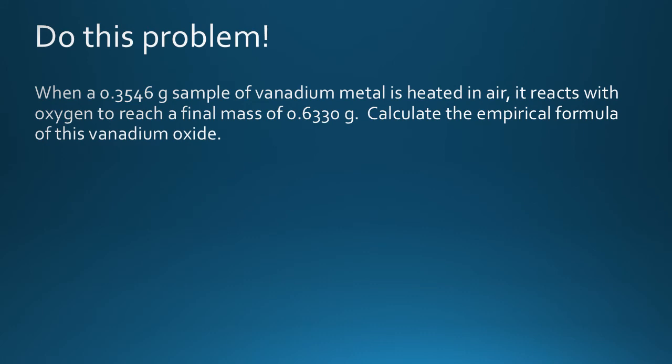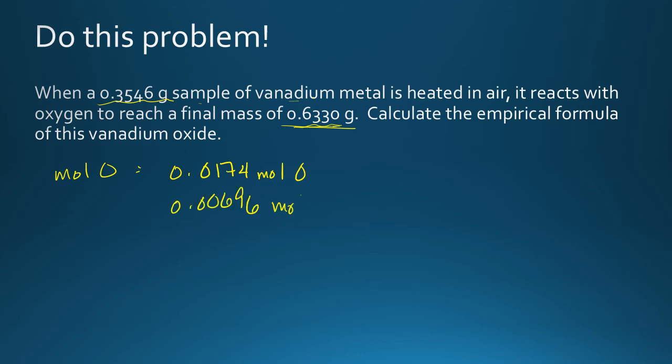So the moles of oxygen that you should have come up with was 0.0174 moles of oxygen, and some of you might be freaking out because you forgot to subtract these two numbers. Notice, this is the vanadium, and this is your final mass. So the difference between the two would have given you your grams of oxygen before you can find your moles. Okay, now our moles of vanadium came out to be 0.00696 moles. All right, pause the video and see if you can finish the problem.